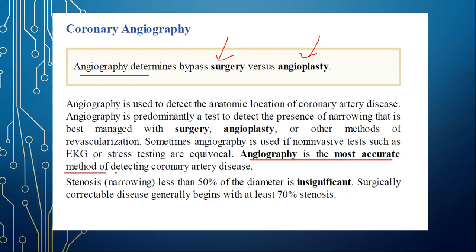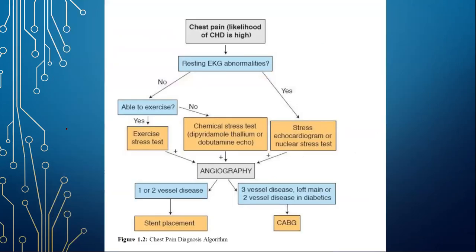Angiography is the most accurate method of detecting coronary artery disease. Coronary angiography will give you the exact finding of how much blockage is there. So the confirmatory test is angiography. Stenosis less than 50% is insignificant, and it is usually surgically correctable when it becomes more than 70%. So more than 70% blockage is significant. Those patients will need either angioplasty or bypass surgery.